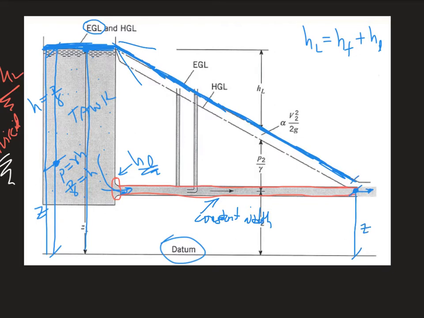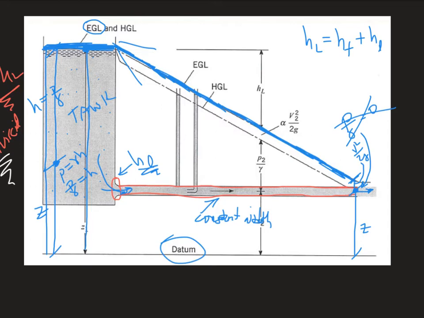And then this right here, well, there's no pressure. P on gamma is zero at this point, right? We know that because it's going out into the atmosphere. So that leaves this little bit right here, which is V squared on 2g. Okay, so that's all my three terms. Pressure doesn't count, Z is accounted for, and V squared on 2g. So that's why we aim for that spot right there. And that's all we do to get the EGL.